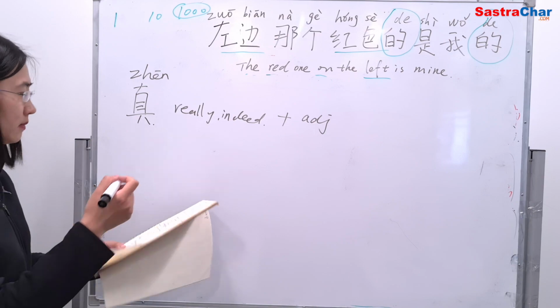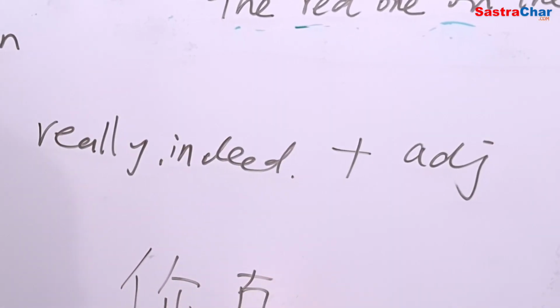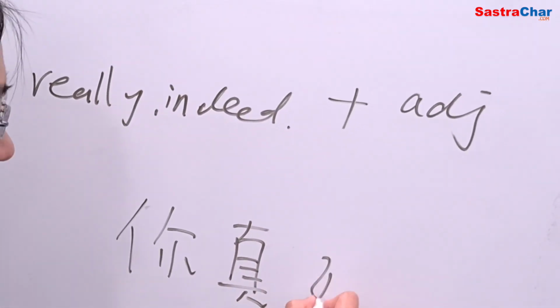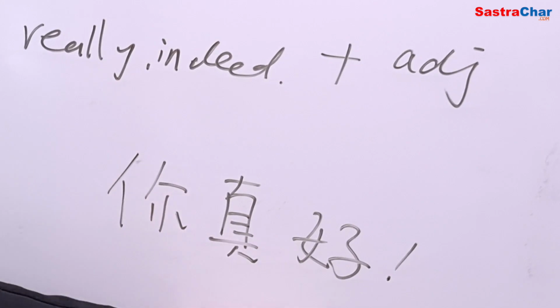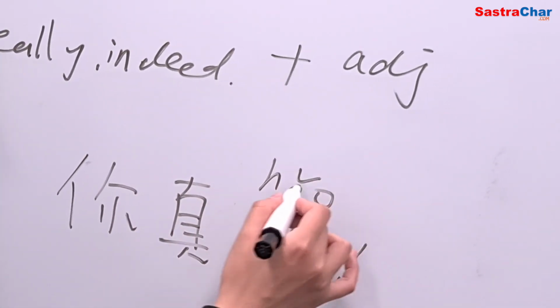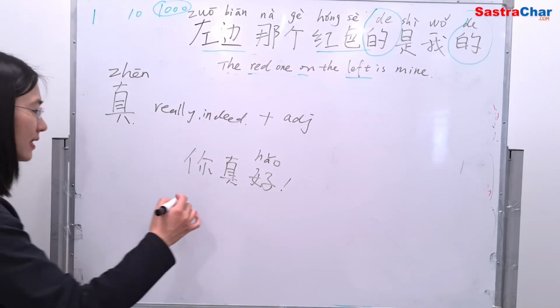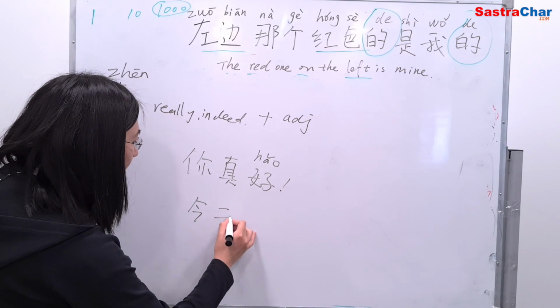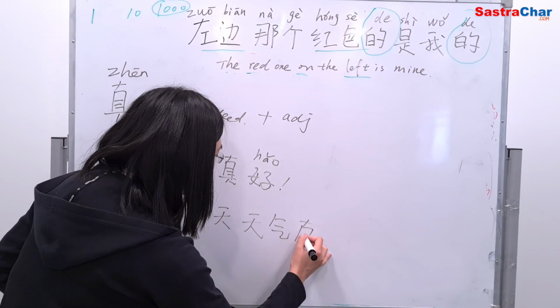Let's see. 你真好. Yeah, 你真好. What does this mean? You really good. So 好 is good. You are really good. You are a good person. 你真好.